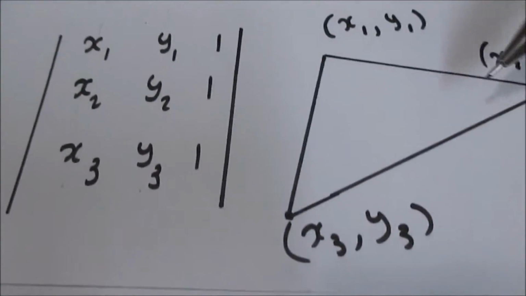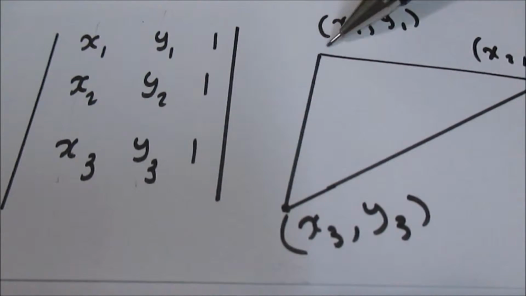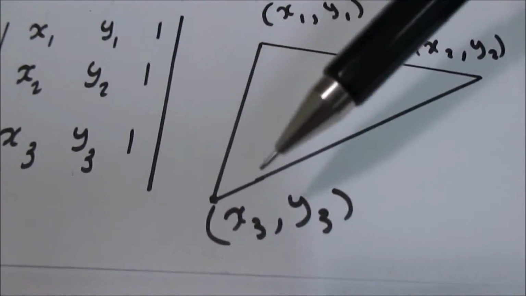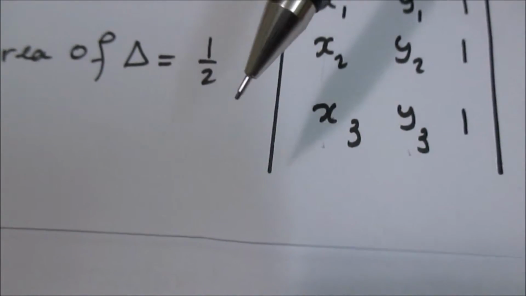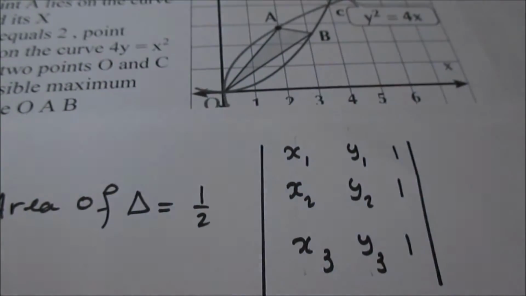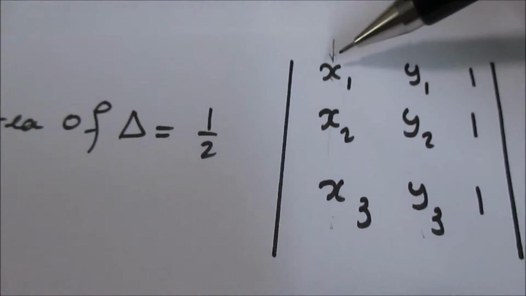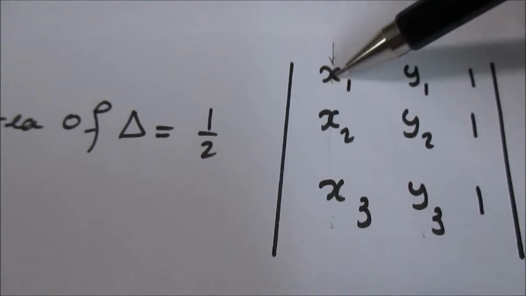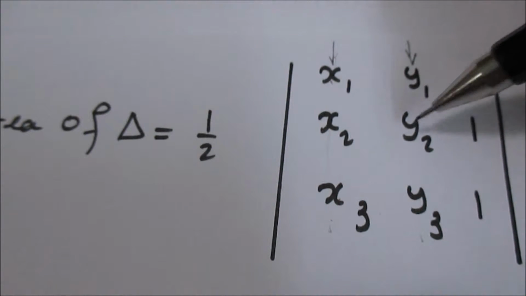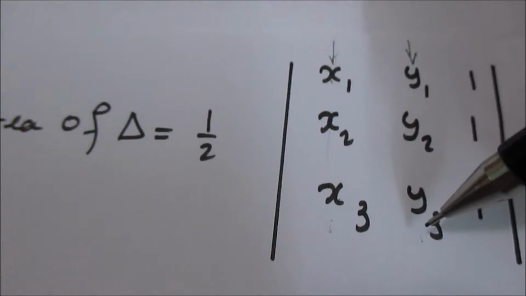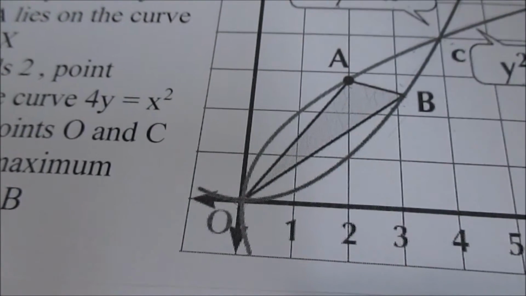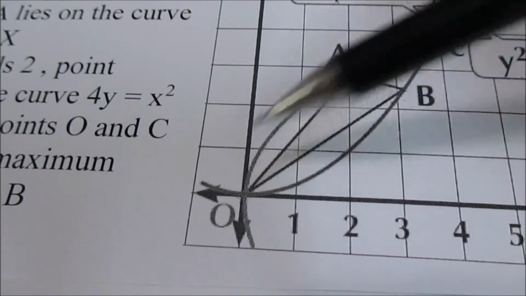If I have a triangle whose vertices have coordinates x1 y1, x2 y2, and x3 y3, the area of the triangle equals half the determinant formed from the coordinates of each vertex. The first column in the determinant will have the x values of the three vertices, the second column will have the corresponding y values, and in the third column all the terms will be 1. Therefore, I need to know the vertices of triangle OAB.